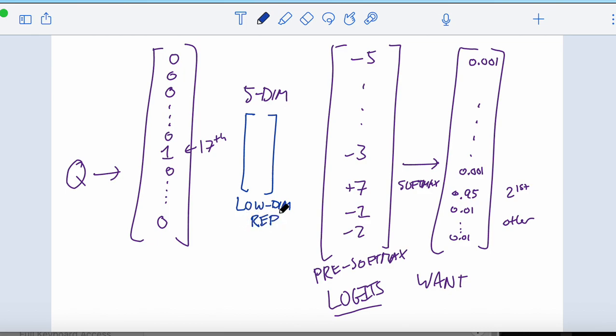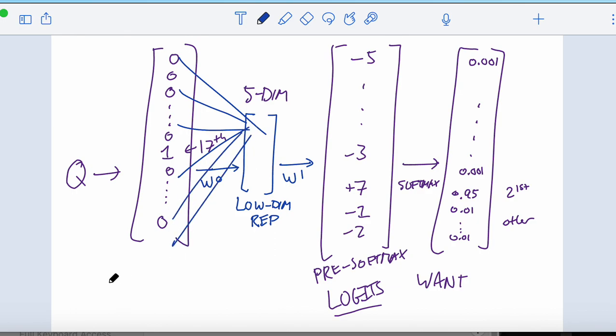And to get from the input to there, we're going to do one matrix multiplication, and to get from the hidden to the logits, we're going to do another matrix multiplication. So this is going to be some layer W0, and this is going to be some layer W1. And that's what we called them before. And you can really think of this as these things are connected to every single thing, right? So W0 is a 26 by 5 matrix, and W1 is going to be a 5 by 26 matrix.